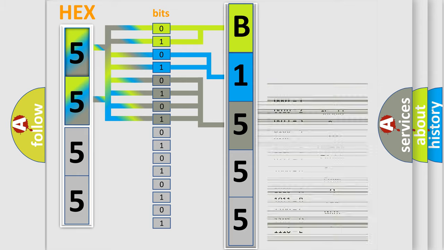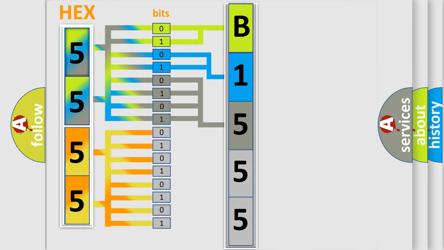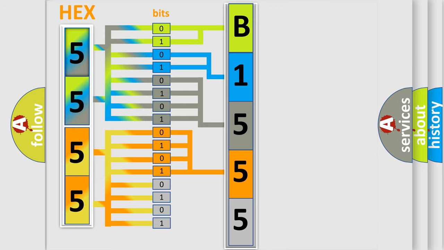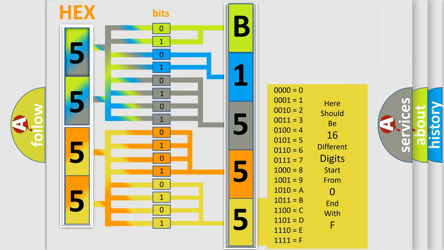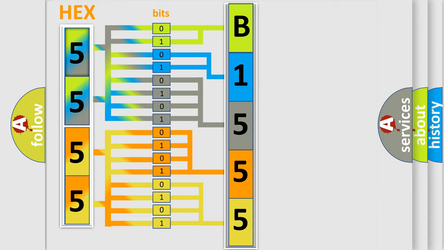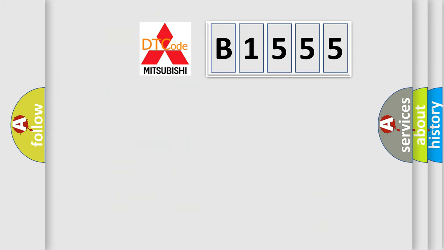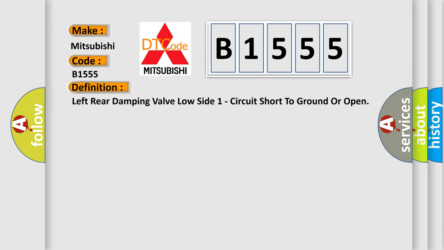The second byte is composed of a combination of 8 bits. The first 4 bits determine the fourth character of the code, and the combination of the last 4 bits defines the fifth character. A single byte conceals 256 possible combinations. We now know in what way the diagnostic tool translates the received information into a more comprehensible format. The number itself does not make sense to us if we cannot assign information to what it actually expresses. So, what does the diagnostic trouble code B1555 interpret specifically for Mitsubishi car manufacturers?